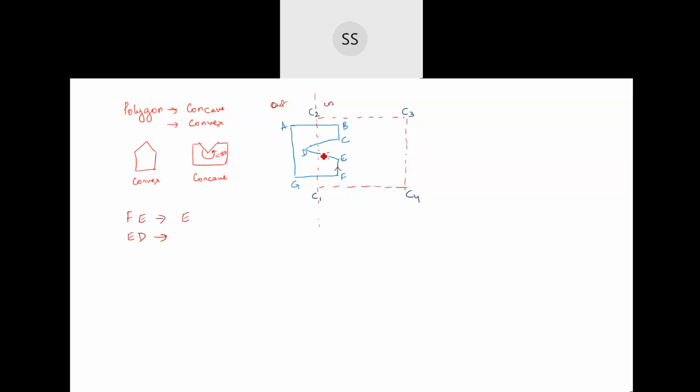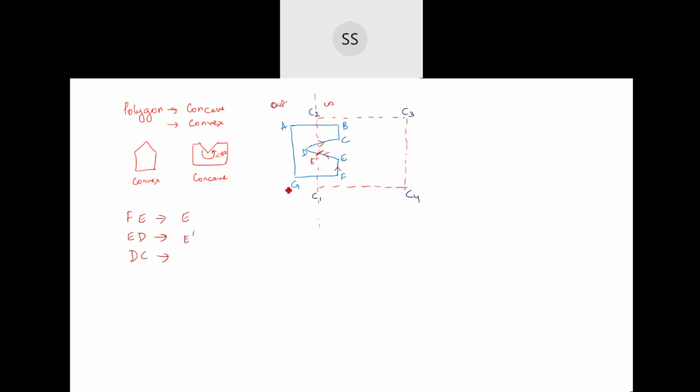So what will be my output? My output will be the intersection of my edge ED with the left boundary of my clipping window. I'll name it after the first vertex, that is E dash. So my output is the intersection point, E dash. Next, I'm going to consider my edge DC.